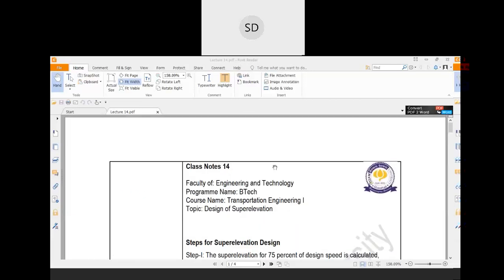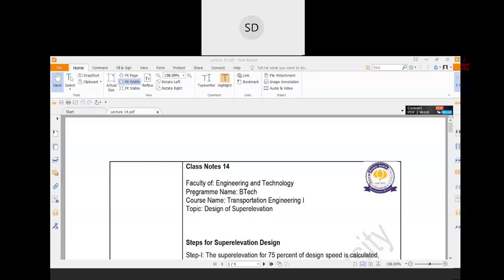Okay. Now the thing is, whatever we have studied right now, that is the super elevation derivation. That type of super elevation is basically for a single type of traffic. Suppose in a road only one type of vehicle is moving, suppose only buses or only cars, in that case you can use that formula to find out the required super elevation for that road.